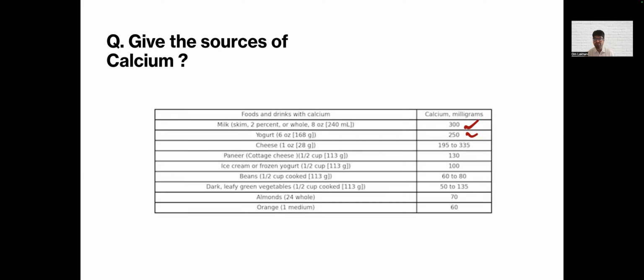Some of the orange juices in the West are actually infused with vitamin D and calcium, but that depends on your center. So maybe in India, it's not that commonly done. So you don't have vitamin D put in orange juices, but this is something which can be done in the future. So these are some of the good sources of calcium. Again, you need to encourage your patients to consume these food substances.